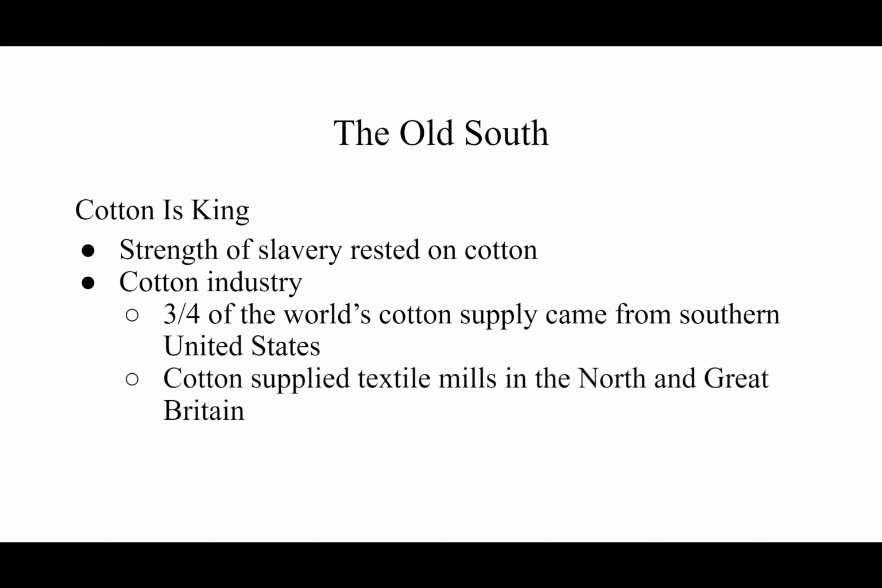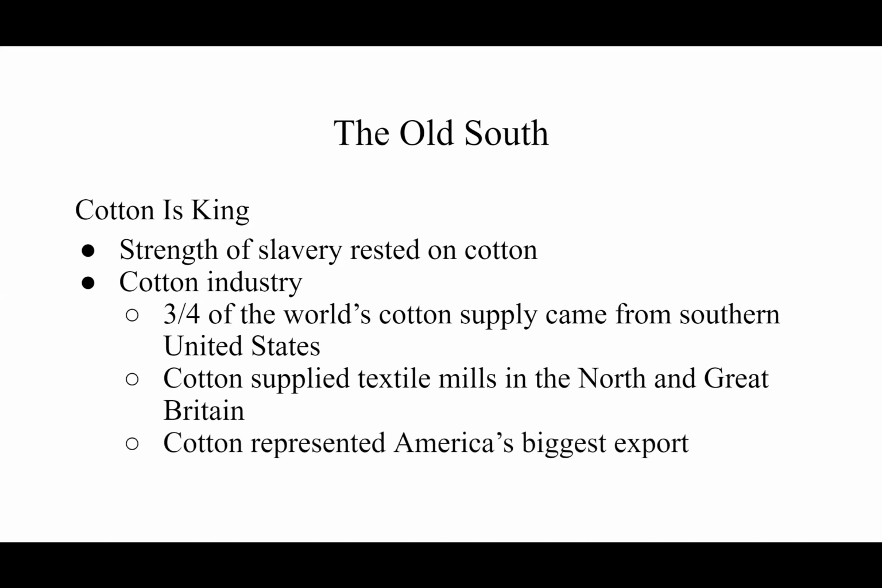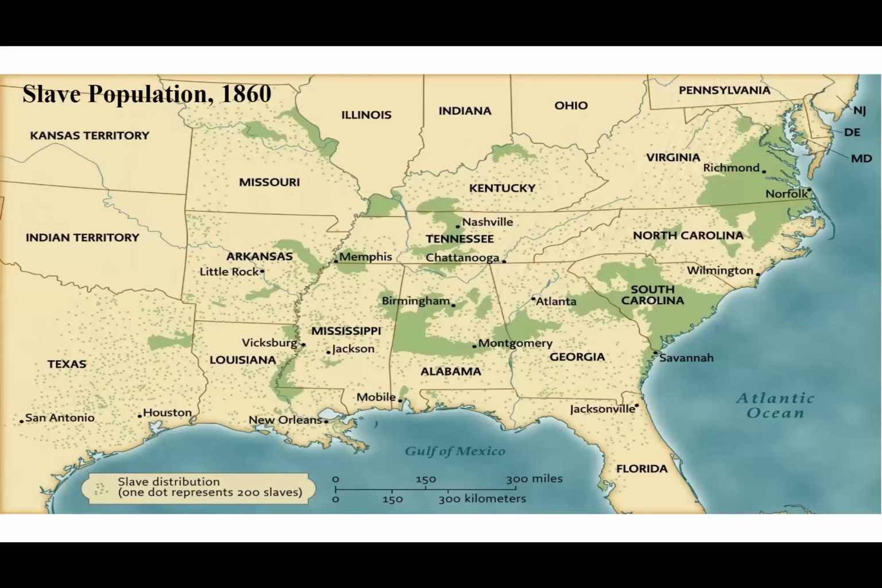Most of this cotton would go to textile mills in the North, or also overseas to Great Britain, where they would use the cotton to then make textiles and clothing and other types of materials. Cotton represented America's biggest export. So it was the #1 way that America was making money, through exporting goods during this time.